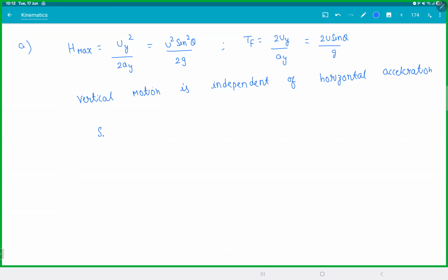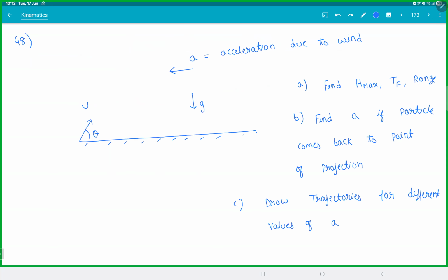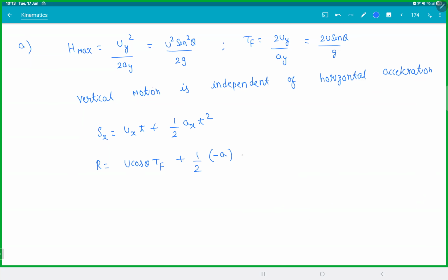What about range? Sx is equal to ux t plus half ax t square. Now ax won't be 0. This was the reason I was writing every time like this. So the range will be ux, which is u cos theta, times the time of flight. This will be half. Remember, ax is minus a. Why minus? The wind is blowing to the left side, so it's decelerating. If the wind is blowing to the right side, it will be accelerating, and I'll write plus a. Time of flight square.